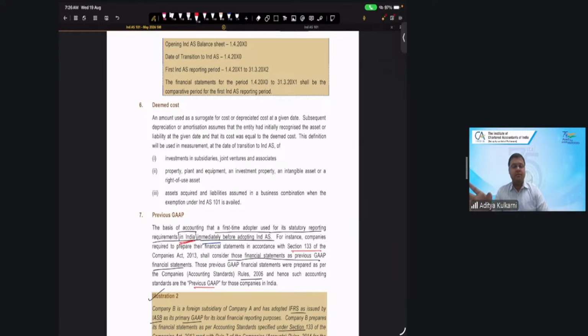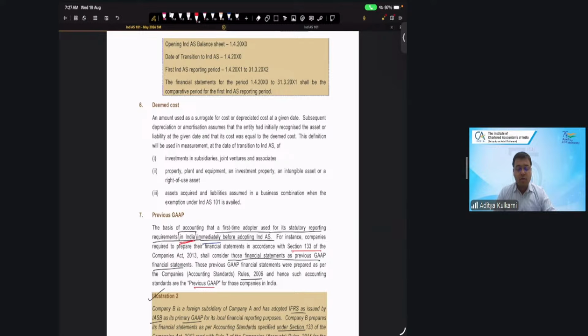For example, preference shares were shown under capital. Now you have to show them under liabilities. So reclassify. And the last one is remeasurement. So only four things: de-recognize something, recognize something, reclassify something, remeasure something. Apart from these four, there are no further adjustments that are required under Ind AS 101. यही चार चीजें काफी है. Only these four things are sufficient. And everything is in these four things.